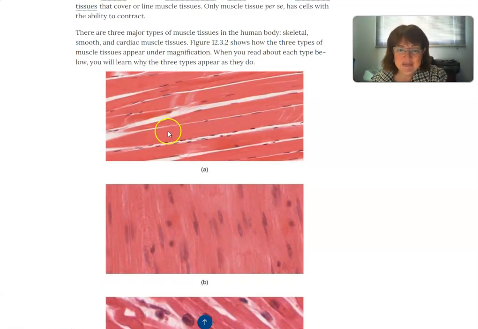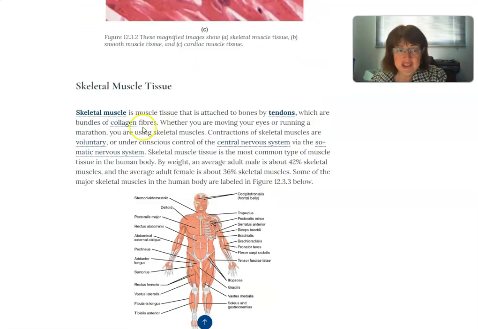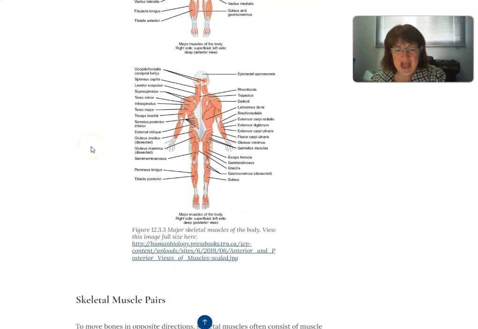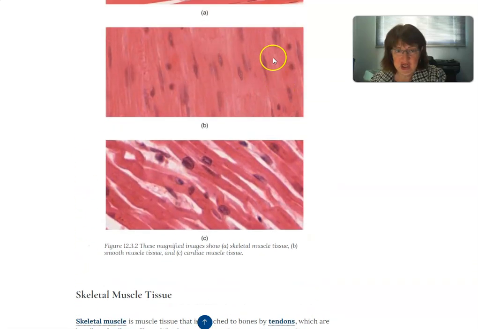So this is skeletal muscle. If you look at the notes here, skeletal muscle is voluntary, which means you need to think about it. It has these striations we talk about, and it also is nucleated and not branched.